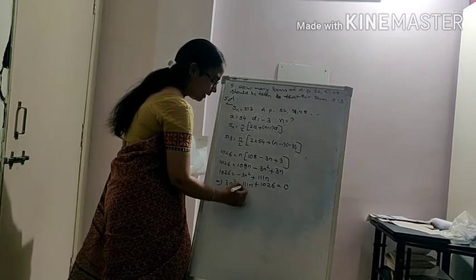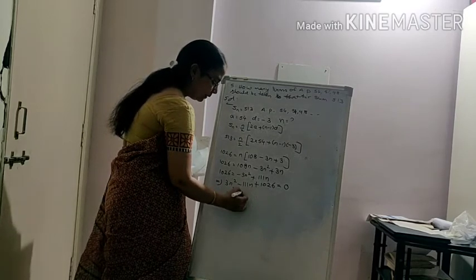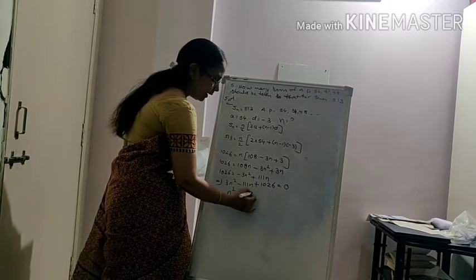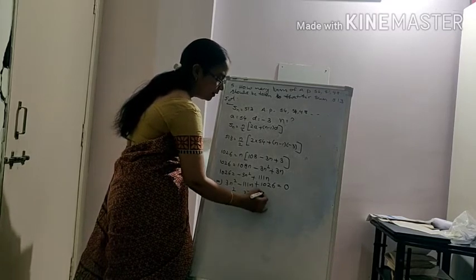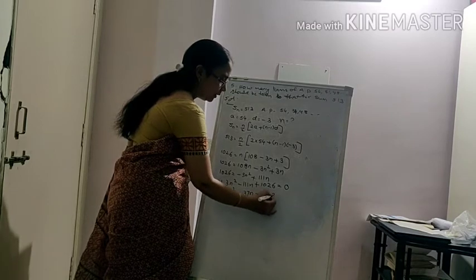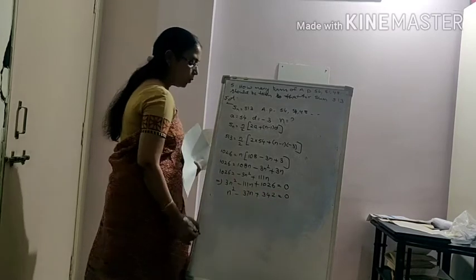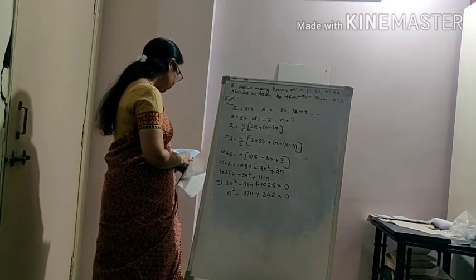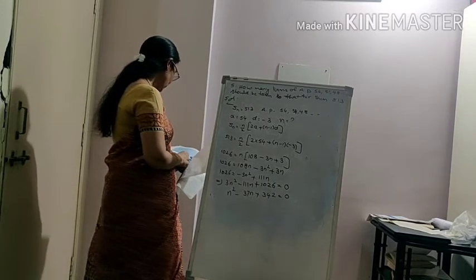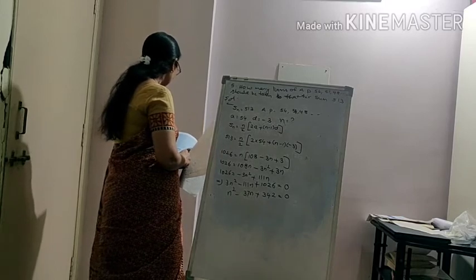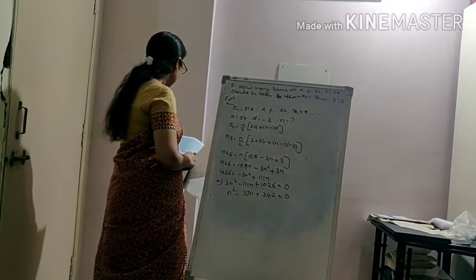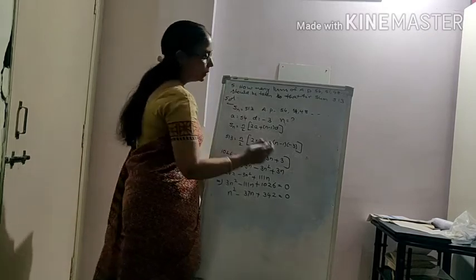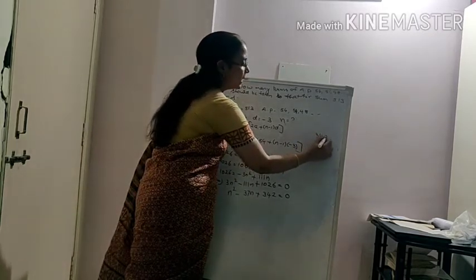N square minus 37N plus 342 is equal to 0. 342. So let us factorize it and see.